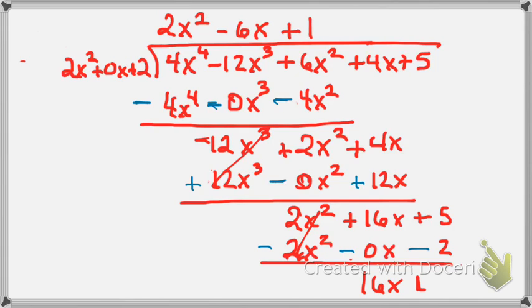So what did I do with the remainder? Put it over 2x, over the divisor, right? So I take this remainder and I put it over the divisor, kind of like I did with the mixed numbers. Only you will need a plus sign out here. So we'll put a plus sign and then 16x plus 3 over the divisor.